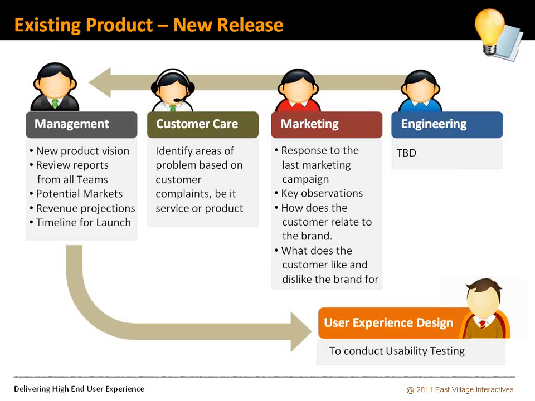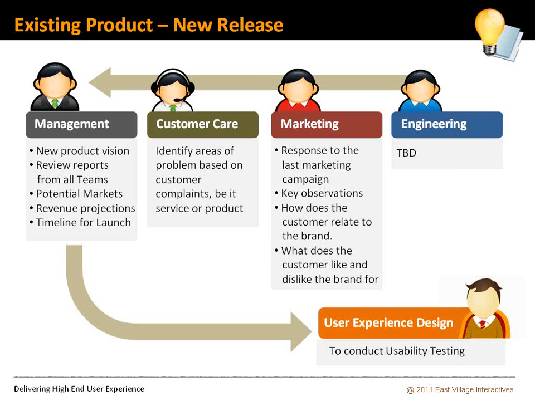They should include review reports from all teams in terms of, what was the review from customer care, what was the review from marketing, what was the review from engineering. They should include, again, what are the new markets or potential markets that they're trying to capture. The revenue projections must be very clear for the team. And what is the timeline for launch? Timelines are always very important and critical in every business, because everything is eventually adjusted according to the time that you have.